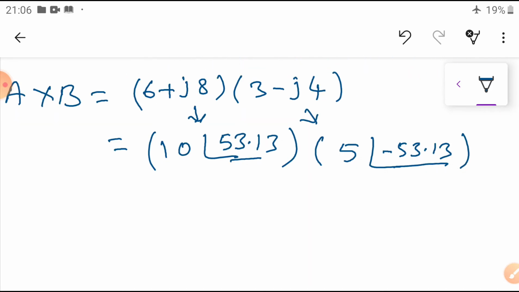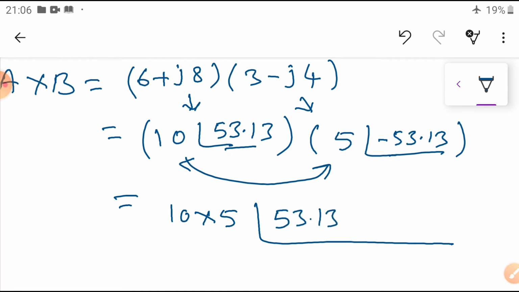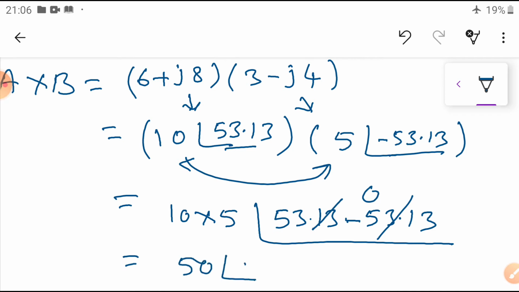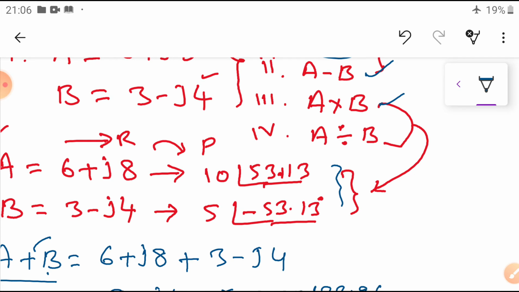Now, multiplication. What is the multiplication here? Multiply these two magnitudes, 10 into 5. Then the angles, add them: theta 1 plus theta 2, addition. So 53.13 plus minus 53.13, so this value goes to 0. Then 10 into 5 is 50 at an angle of 0 degrees, that is equal to A into B. So I got the third also. Third is also completed.